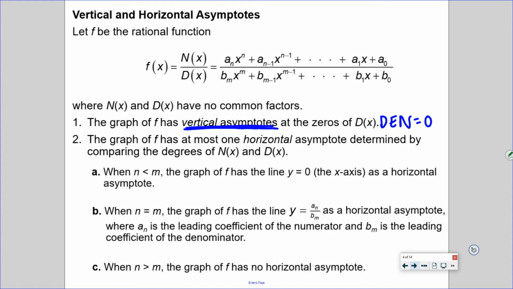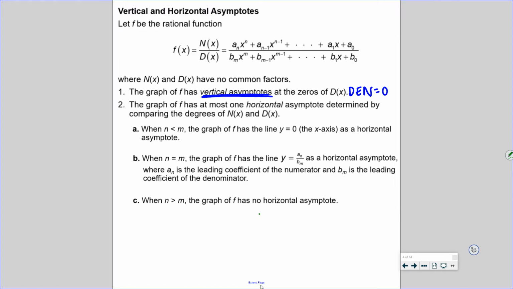Here are how you can compare the degrees to determine where there's a horizontal asymptote. Now, when these are polynomials, you can have at most one horizontal asymptote. We'll only look at examples that have one horizontal asymptote, but like I said, there can be more than one. But with polynomials, all you have to look at is the degree of your numerator, that's what they're calling n, and the degree of your denominator, that's what they're calling m.